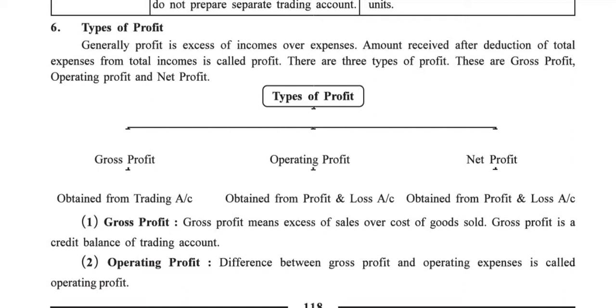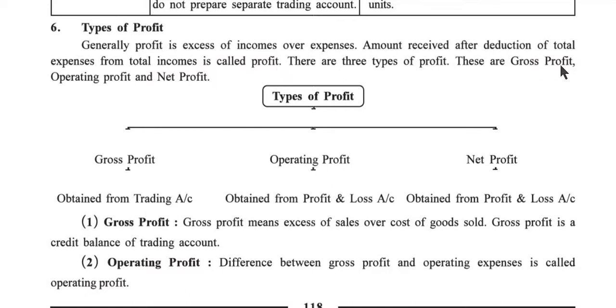In the previous lecture we already completed up to point number 5, difference between trading account and profit and loss account. Today let us start point number 6, types of profit. Generally, profit is the excess of income over expense. If there is an excess of income over expense, then it is called profit. The amount received after deducting total expenses from total incomes is called profit.